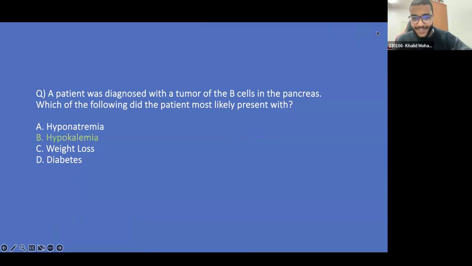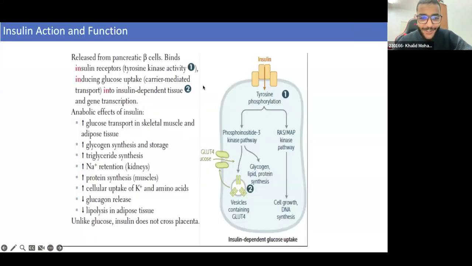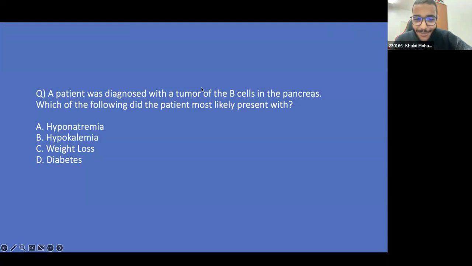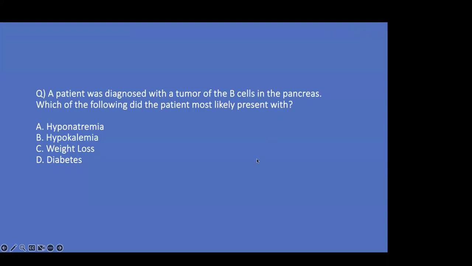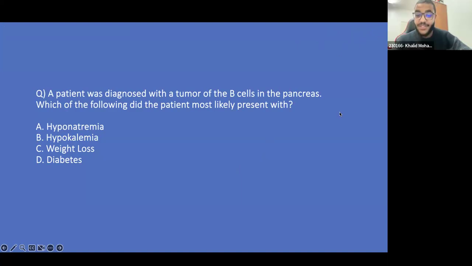Okay, so let's think again. What are B cells? What do they secrete? Oops, I didn't mean to show the answer. What are B cells? What do they secrete? They secrete insulin. So if you have a tumor of these cells, that means there are more of these cells. That doesn't mean there's damage to these cells. And so the body secretes more insulin, and it's called insulinoma, or tumor of insulin-producing cells. Okay, so now would you guys reconsider your answer?